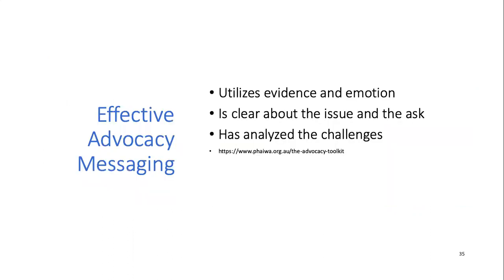Effective advocacy messaging utilizes evidence and emotion. It's clear about the issue and the ask, and it's analyzed the challenges. So it's done more or less a SWOT kind of analysis of who might be against us, who can support us, what our spheres of influence are, and how we can progress. We don't just get up one day and say, oh, this is a good idea, we should do this because it's a human right. We do all those things in our messaging.